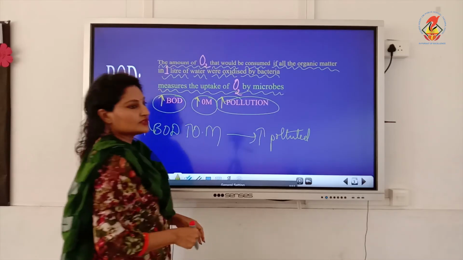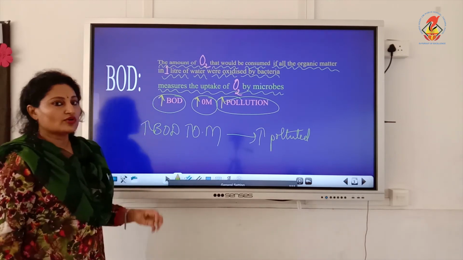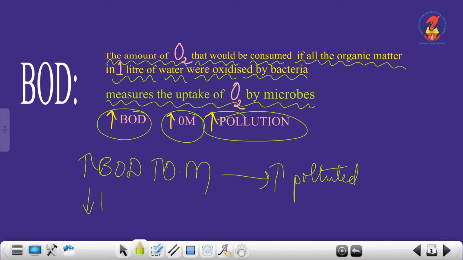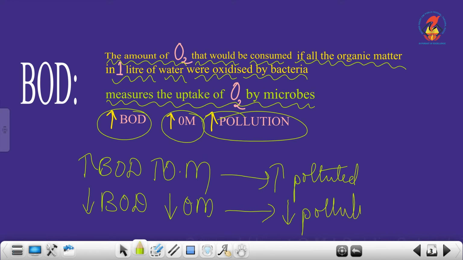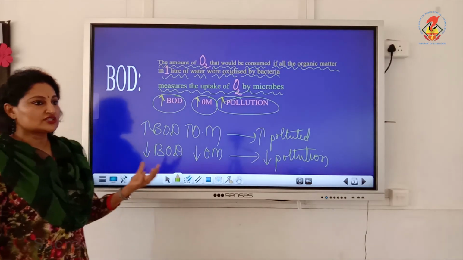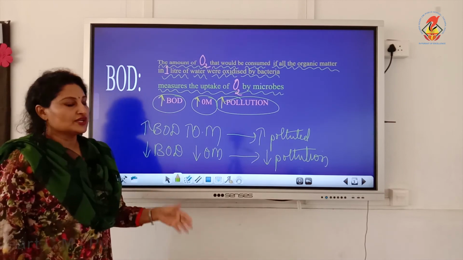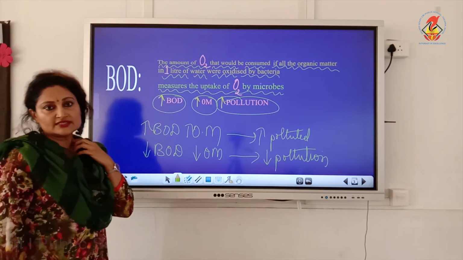So, the purpose of the bacteria is to bring down the organic matter by utilizing a lot of oxygen, which means that low BOD indicates the amount of organic matter is less. That also is an indicator that the level of pollution is low. So, indirectly BOD is a measure of pollution. So, if you get any water sample and the water sample shows high BOD, you must understand that the water is highly polluted. If it is having low BOD, the water is less polluted.